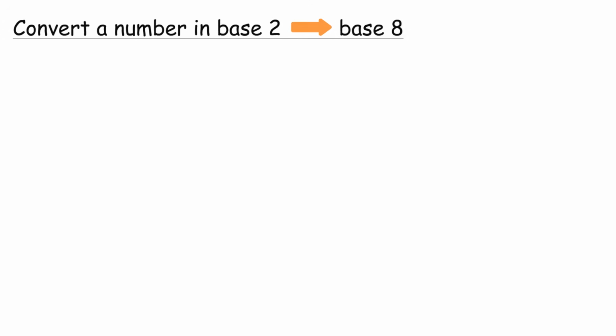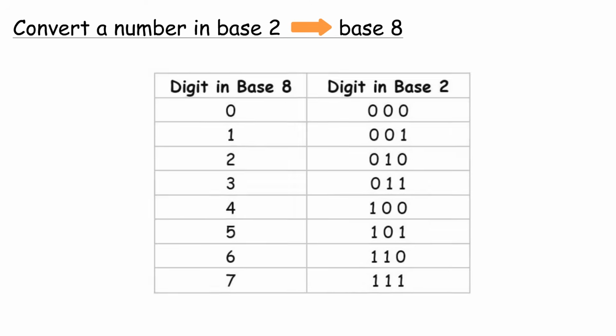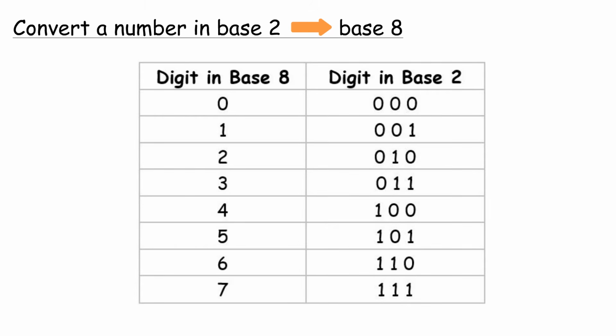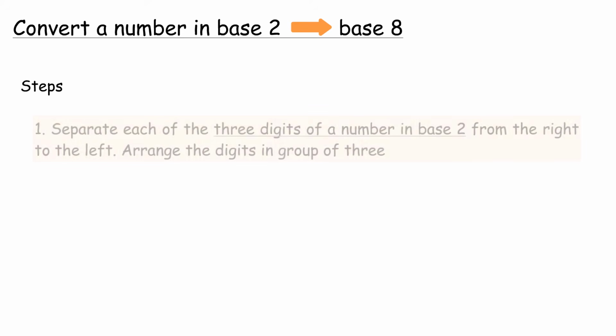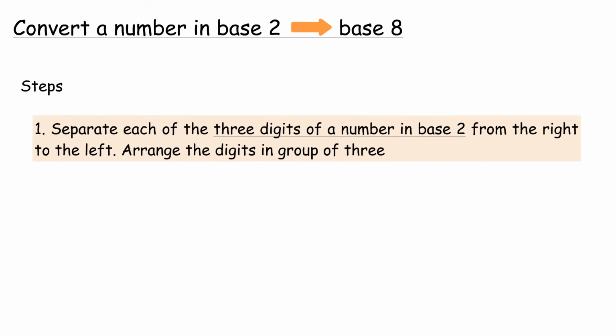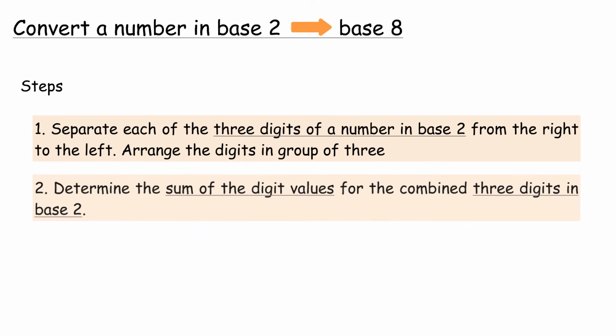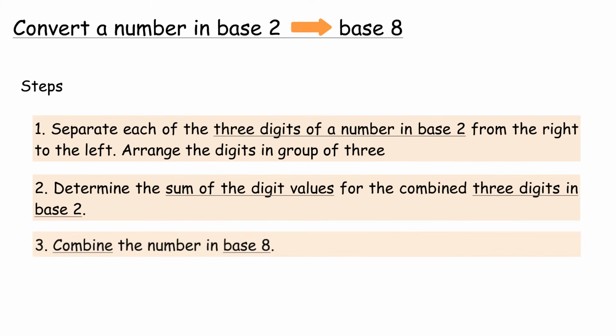Convert a number in base 2 to base 8. Each digit in base 8 is equivalent to 3 digits in base 2. Steps. 1. Separate each of the 3 digits of a number in base 2 from the right to the left. Arrange the digits in groups of 3. 2. Determine the sum of the digit values for the combined 3 digits in base 2. 3. Combine the number in base 8.